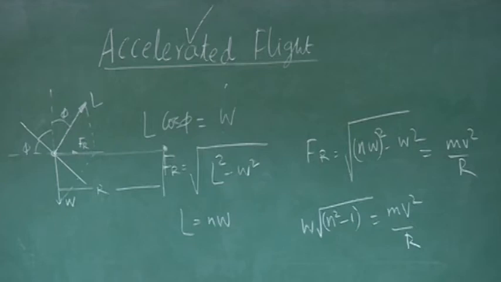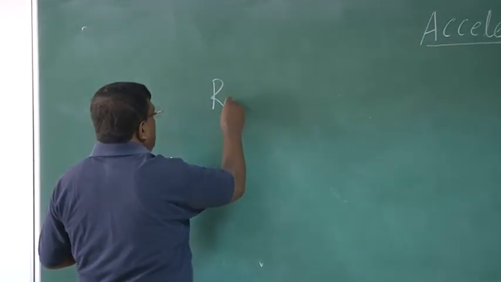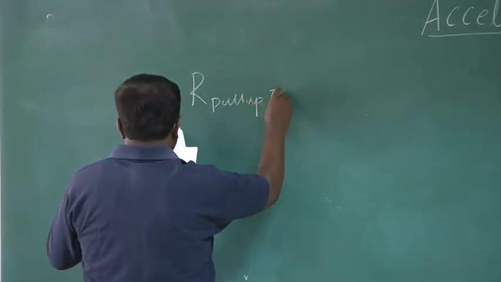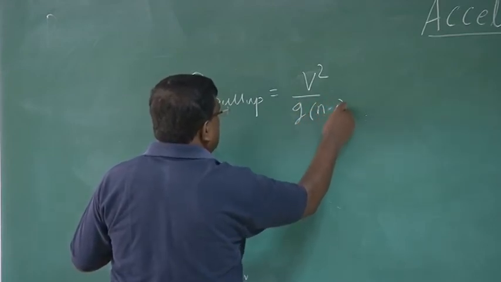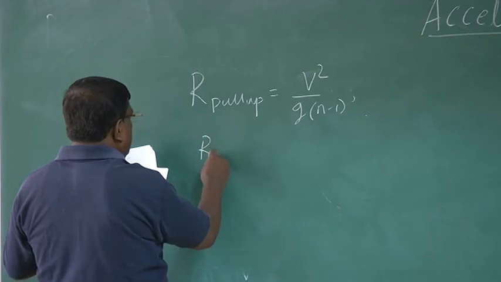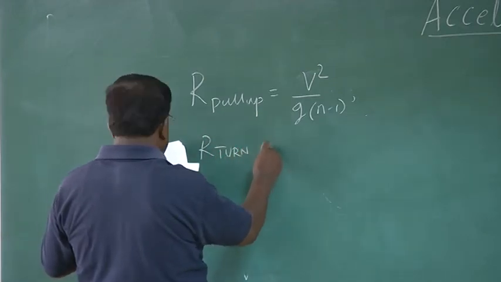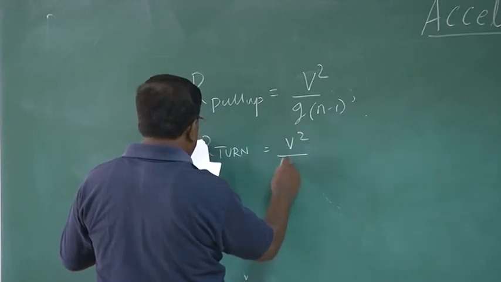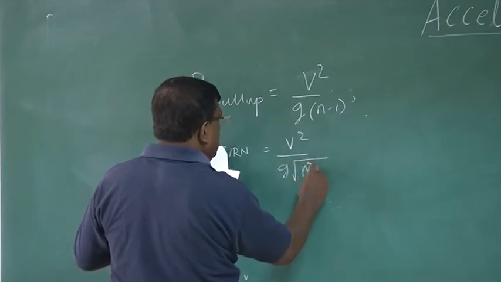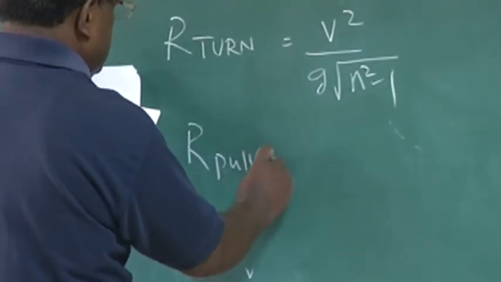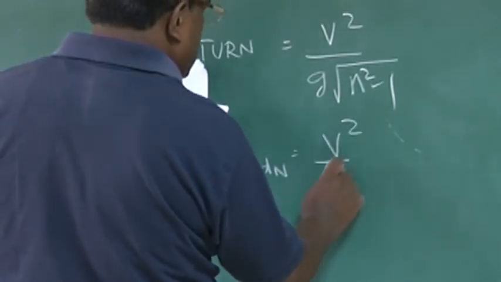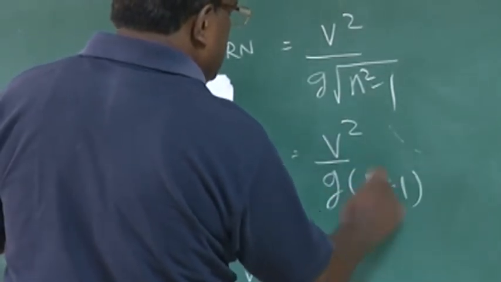So let us summarize and try to get a generic feeling about this turning flight. We have seen R for pull-up as V square by g into (n minus 1). We have seen R for turning flight as V square by g under root n square minus 1. R for pull down is V square by g into (n plus 1).